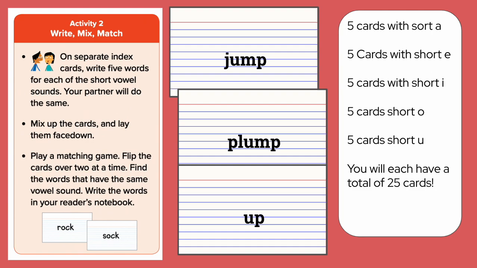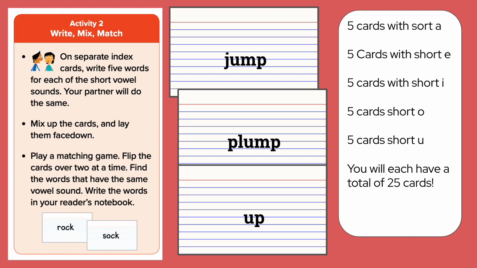Write the words in your reader's notebook. So if they match, like they have rock and sock, they both have a short O sound, they would write that in their notebook. They'd write rock and sock. If you choose two cards that do not match, flip them back over. Do not write them in your notebook.